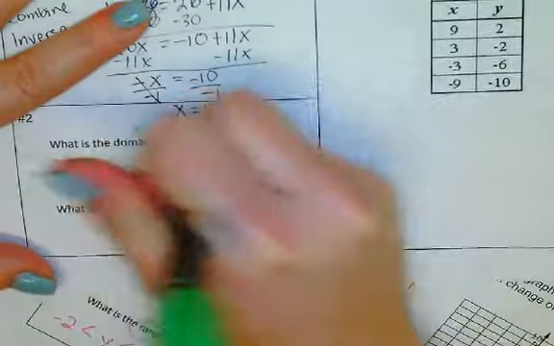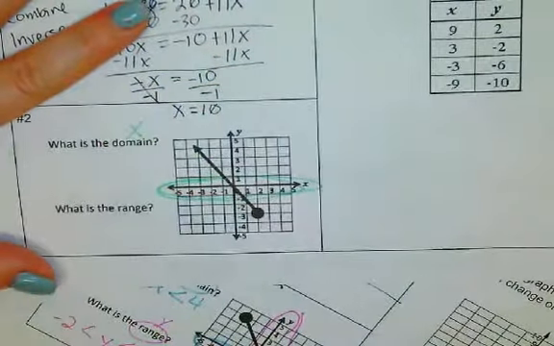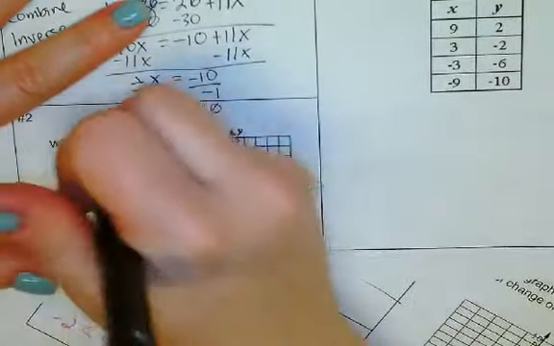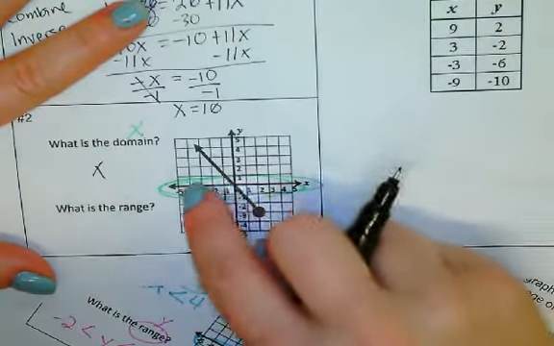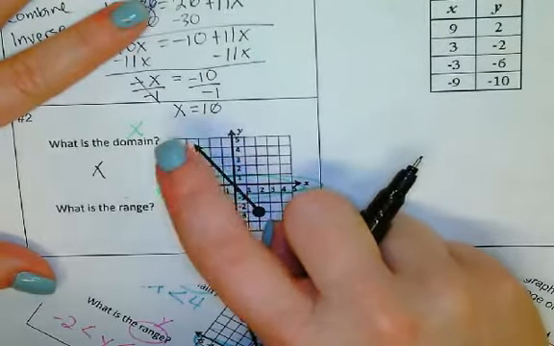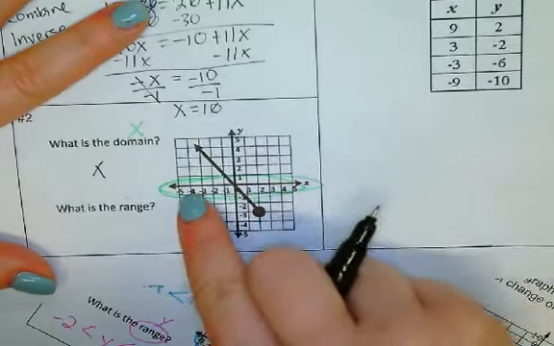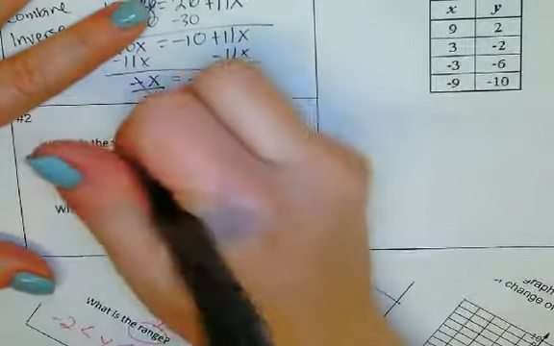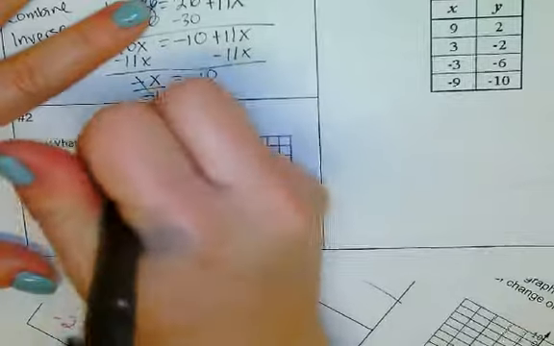Domain is x, so make sure you're looking at your x-axis. I'm going to look on the far left first because I want to go least to greatest. However, there's an arrow here, so I don't have a stopping point. So I'm going to go to the far right. It does stop at 2, and it is equal to.